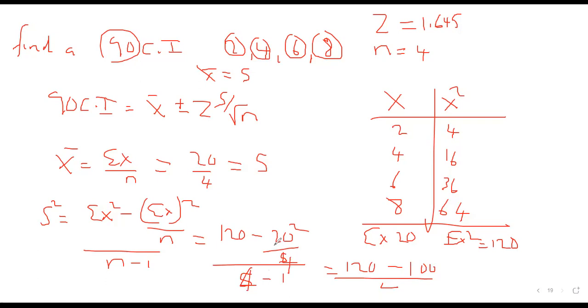20 squared is 400 divided by 4, it's 100. 4 minus 1 is 3. So here we're going to have 20 over 3, which is 6.67. So what's the square root of 6.67? 2.57. Is that correct?